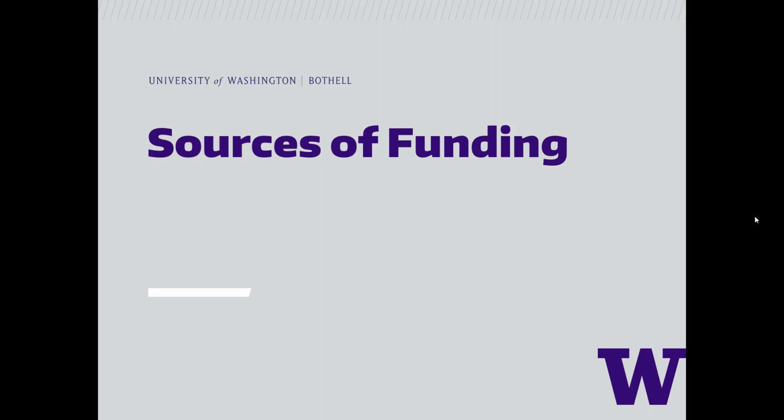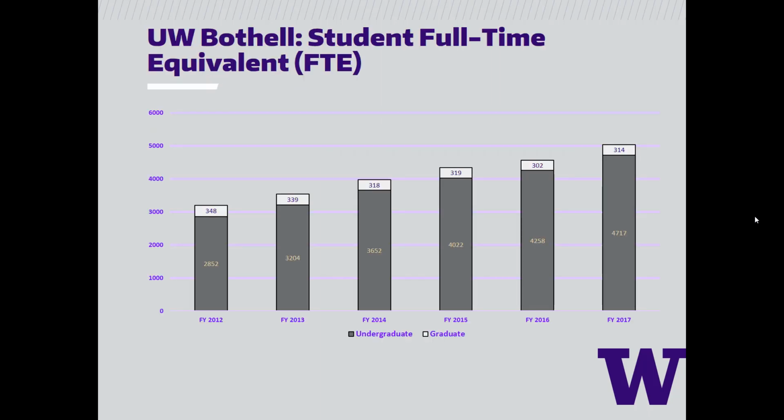Sources of funding for the University of Washington Bothell. The primary source of funds for the campus are student FTEs and student tuition dollars. And spending authority is allocated to UW-Bothell based off of how many students are enrolled at UW-Bothell.